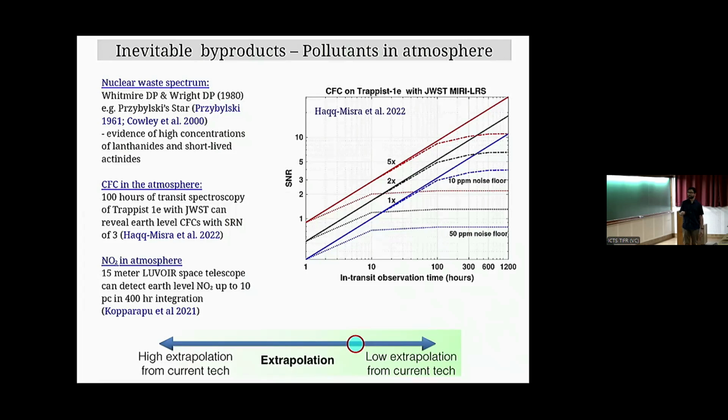Another interesting signature to look for is NO2 in the atmosphere. Nitrogen dioxide is a byproduct of combustion of fossil fuels and industrial waste. The only issue is that you need big telescopes such as LUVOIR, which is a planned 15-meter space telescope. With that, you need 400 hours of integration to detect NO2 in the atmosphere up to 10 parsecs.